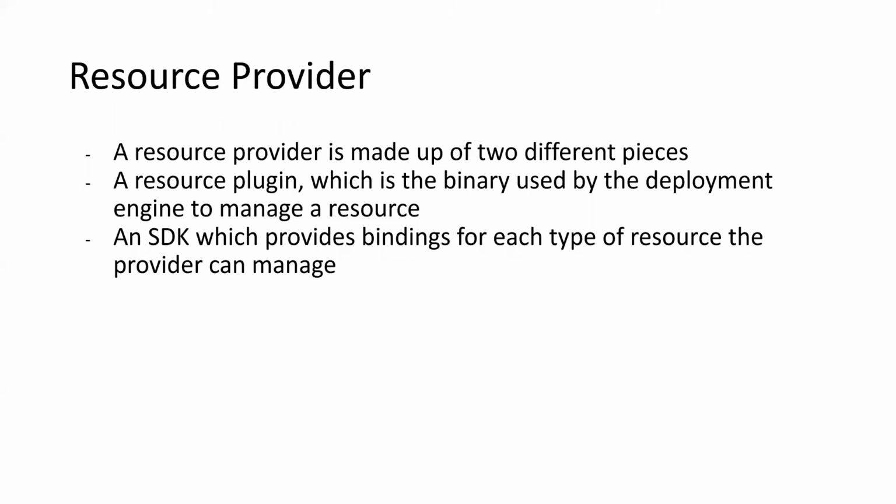And then the resource provider is what actually calls the AWS API to create the resources that you need. It's made up of two different pieces. The first piece is a resource plugin, which is the binary used by the deployment engine to manage the resource. And then you have the SDK, which provides binaries for each type of resource the provider can manage.